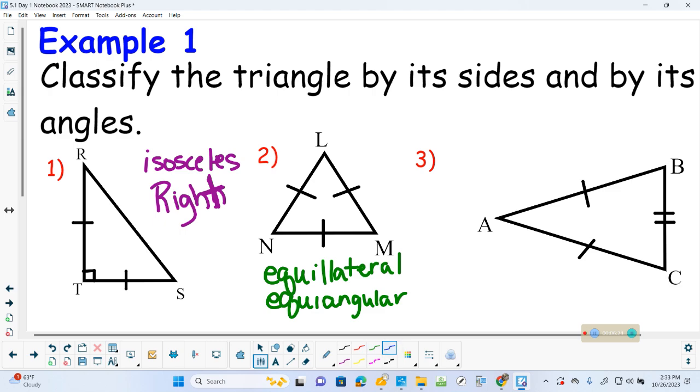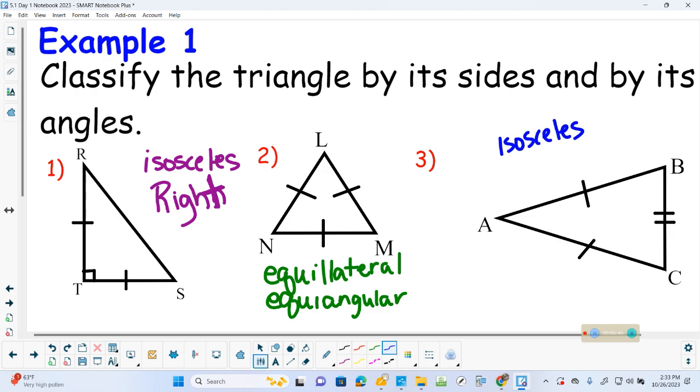Okay. For sides, what do you got for this one? Scalene, isosceles, or equilateral? Isosceles, 2 congruent sides. Why is this on here? Just to mess with your minds, okay? There's only 2 congruent sides, isosceles.